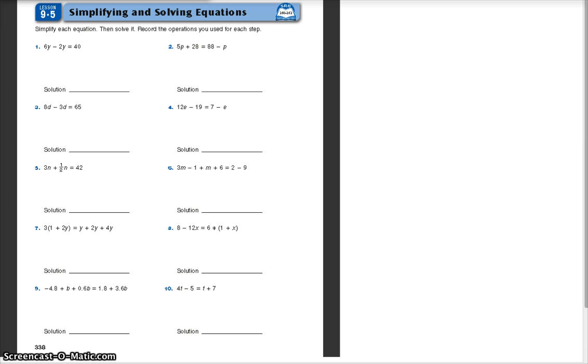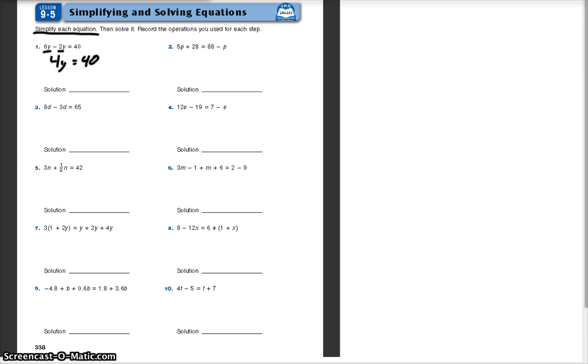So these are some of the problems that you will see and solve. And as always, we've got a few steps to complete. So looking at number 1, the first thing we want to do is see if we can simplify it anymore. So that's our first step right here. It says simplify each equation. So we want to see if we can simplify it. Number 1, just exactly where it is. Yep, we've got like terms here. So I have 6y minus 2y. So that's going to leave me with 4y equals 40.